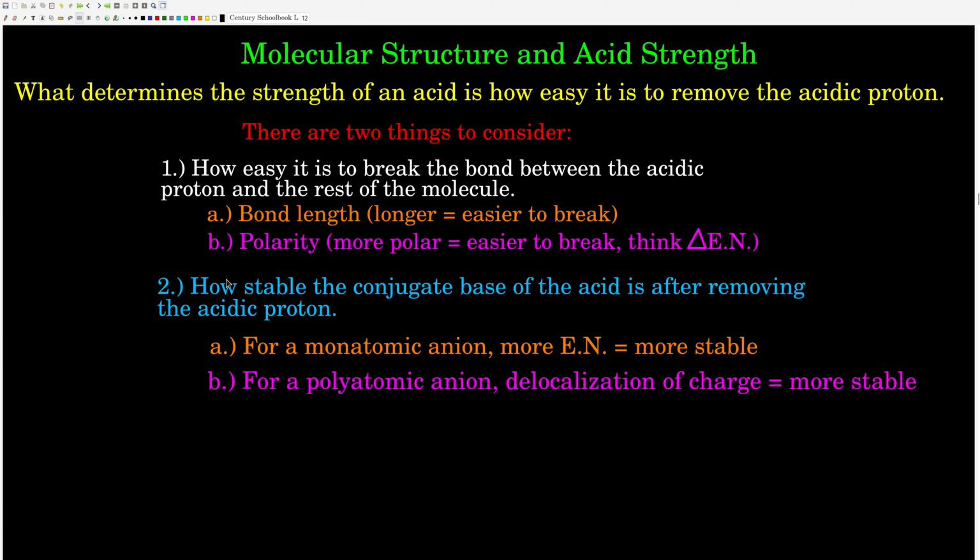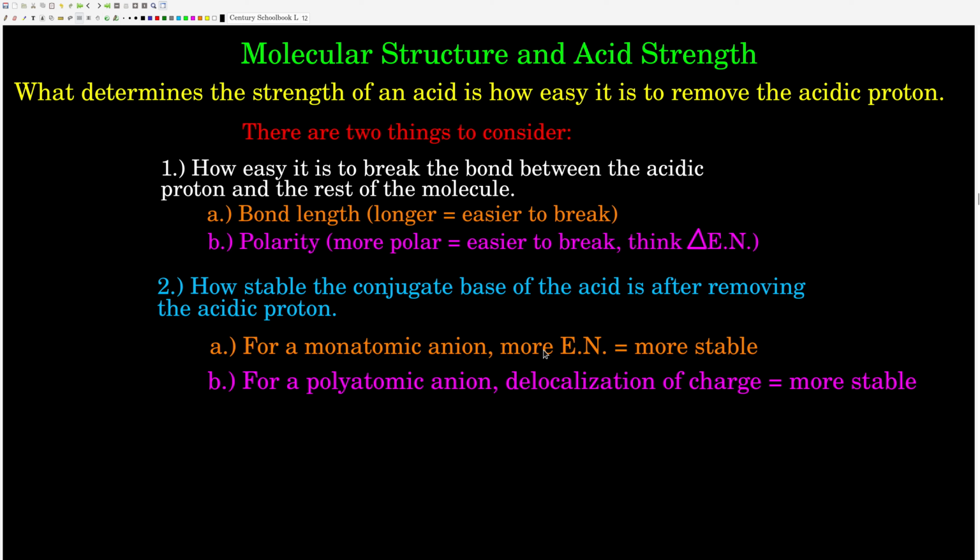Now, in terms of how stable the conjugate base is, if we end up with a monatomic anion, one of the factors that comes into play is the electronegativity. Well, pretty much the only factor there. The more electronegative an element is, as a monatomic, meaning single atom anion, the more stable it is, because more electronegative basically means it has a greater attraction for negative charge. It can stabilize that negative charge more easily than something that's less electronegative.